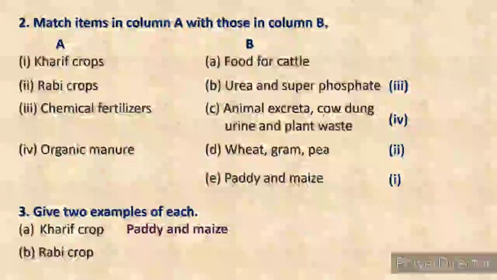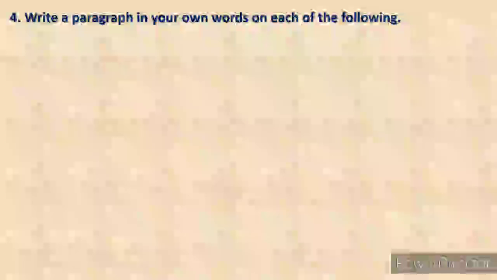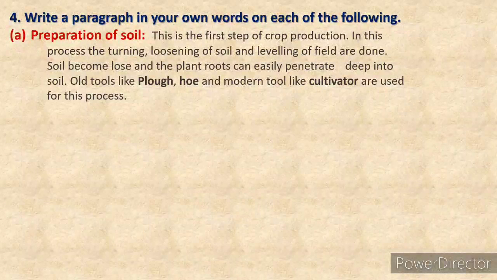Okay, now give two examples of each. Kharif crops, you have already done, paddy and maize, and Rabi crops are wheat and gram, and pea also. Okay, now let's move on to the next question. It is, write a paragraph in your own words on each of the following. You have got some topics and you have to write them down.